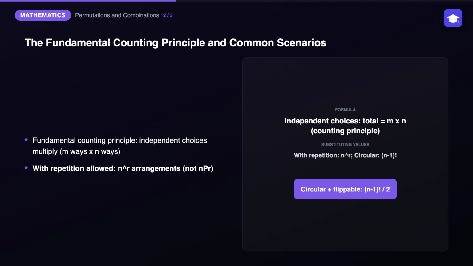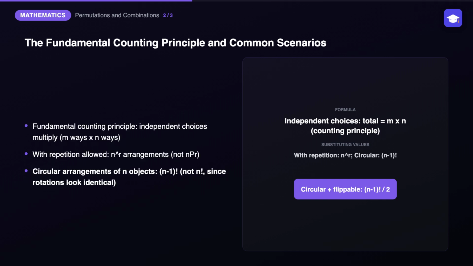For arrangements with repetition allowed, like forming a password from a fixed alphabet where letters can genuinely repeat, the count is simply n to the power r, dramatically different from arrangements without repetition, which use the standard nPr formula instead.